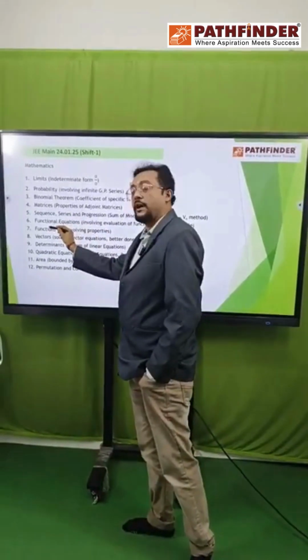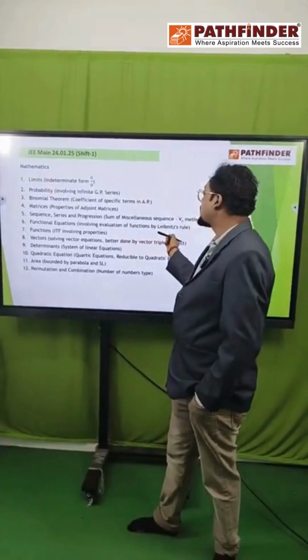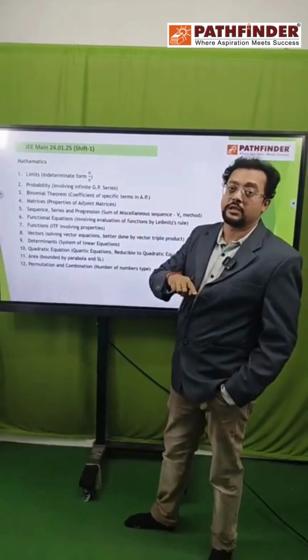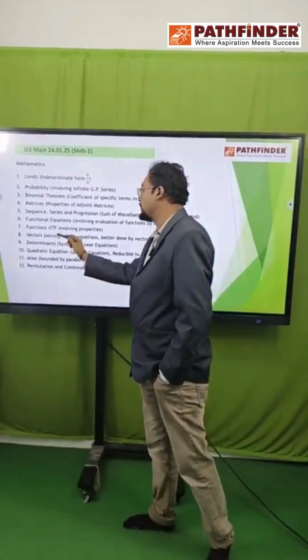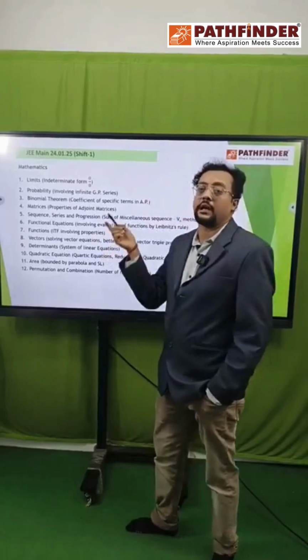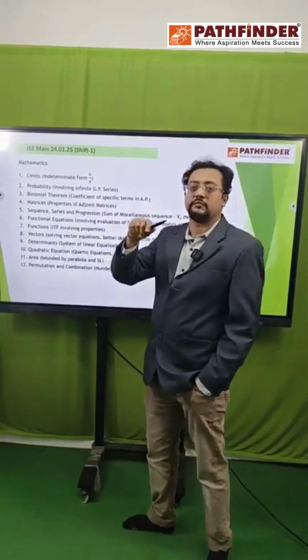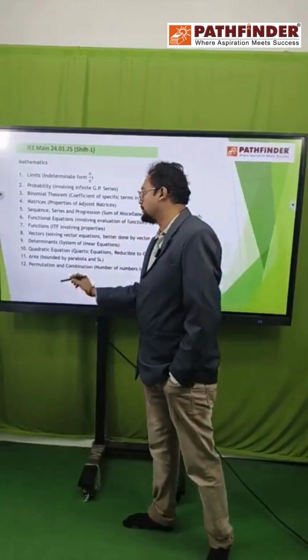Again, coming back to functions, again functional equation, a question involving evaluation of function by Leibniz rule. They are clubbing the two together with Leibniz rule. Functions, again inverse trigonometric function involving properties. I still remember the problem, the student said it was a problem with a relation between cosec inverse and sec inverse.